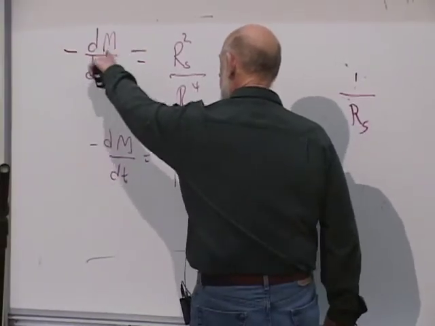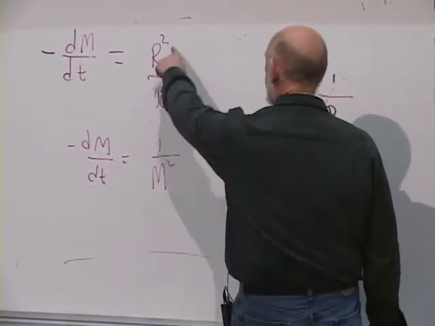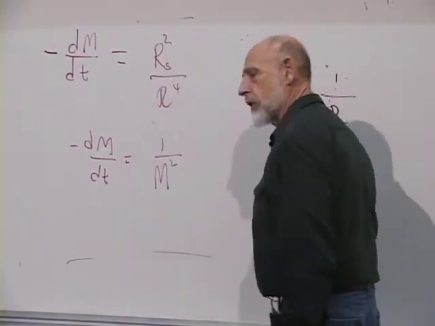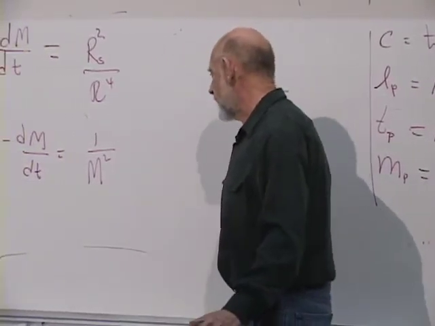M is energy. This is the time rate of change of energy. And area, 1 over r to the fourth, is temperature to the fourth. Okay, so that's all we did. That's what this formula says.